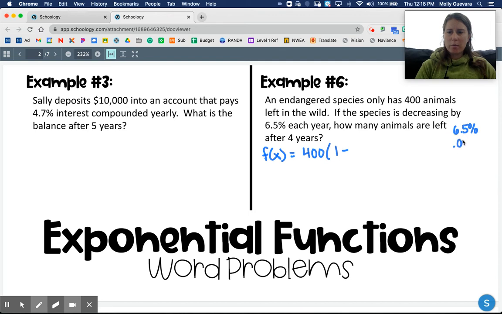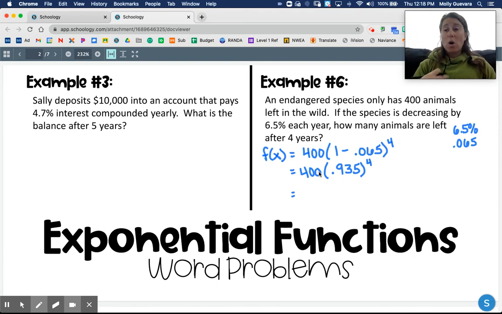Move it over twice, and I get 0.065. So 1 minus 0.065, and I want to know after 4 years. So I have 400 times 1 minus 0.065, which is 0.935 to the fourth. Remember, again, you should not have a negative here. We're talking about animals, whole objects that cannot have fractions, and so we always have to round down. So we're left with about 306 in 4 years.